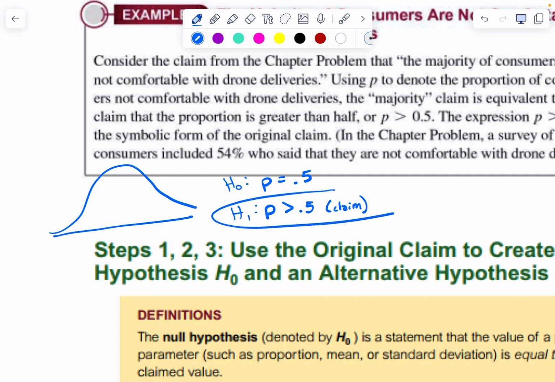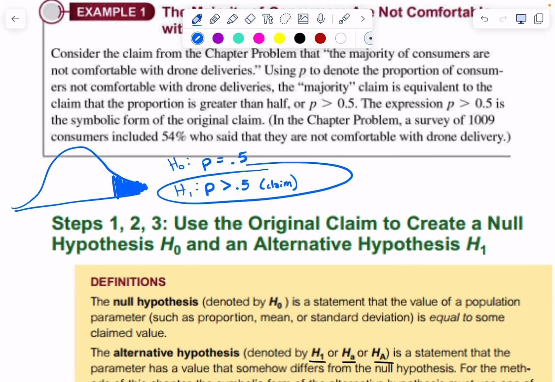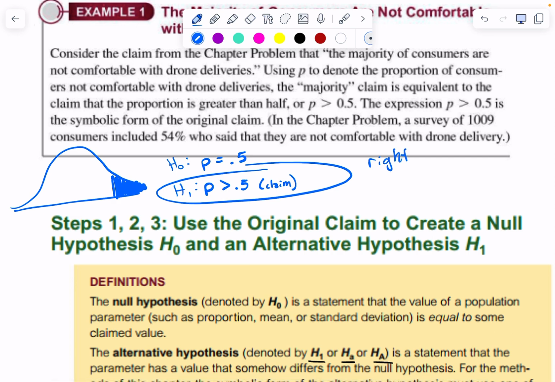Right tail. If we're looking at p greater than 0.5, that means we're only looking at extreme values on this right side. So this is a right-tailed test. Okay, we're looking at extreme values over there.